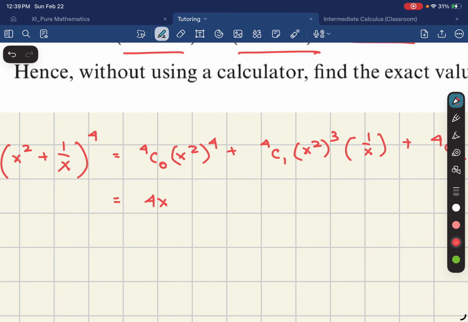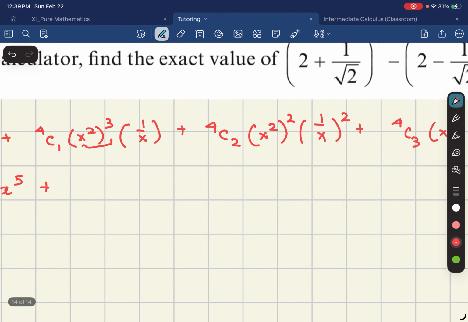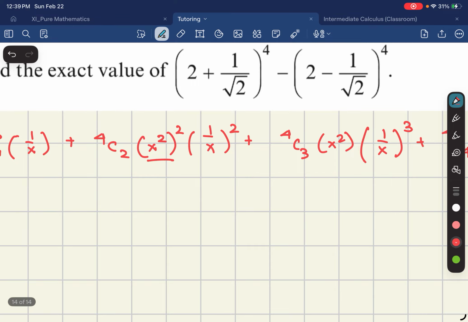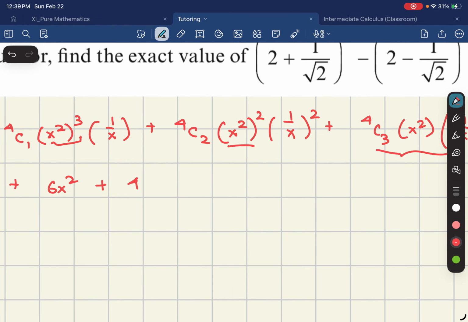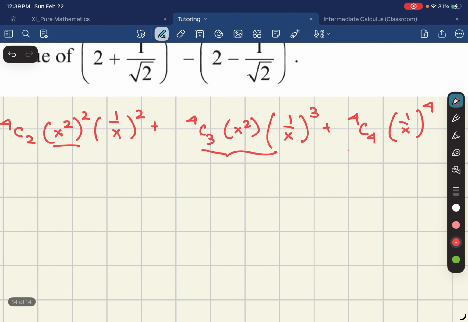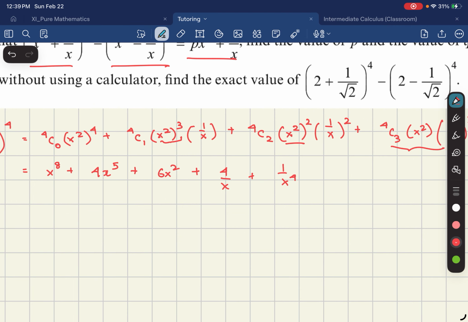We'll get 4C0 is 1. And we have x to the power 4 times 2 is 8. Plus 4C1 is 4 times, this is going to be x to the power 6 divided by x, which is going to give me x to the power 5. 4C2 is going to give me 6. I have x to the power 4 divided by x squared. So that is 6x squared. And here I have 4 again. 4C3 is 4. x squared times 1 over x cubed. And that is going to give me 4 over x. And finally, this is just going to give me 1 over x to the power 4.